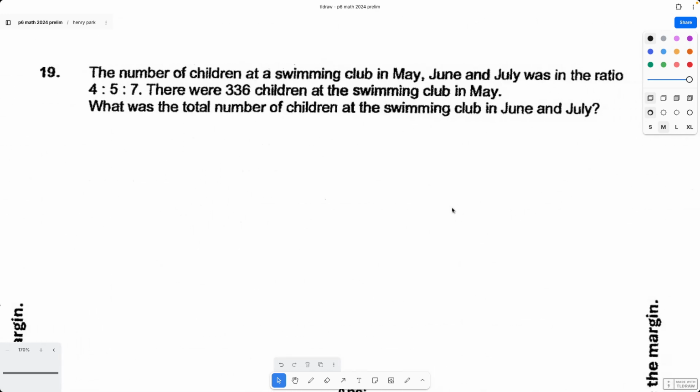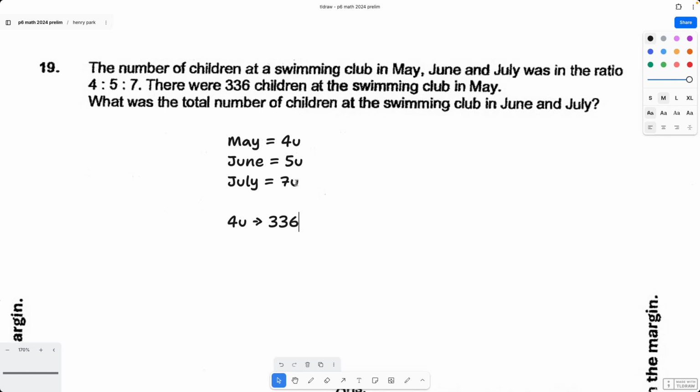Question number 19. The number of children at the swimming club in May, June, and July was in the ratio 4, 5, and 7. There were 336 children at the swimming club in May. What was the total number of children in the swimming club in June and July? So May, we have 4 units. June, we have 5 units. And July, we have 7 units. We also know that in May there were 336, so 4 units is equal to 336 children.